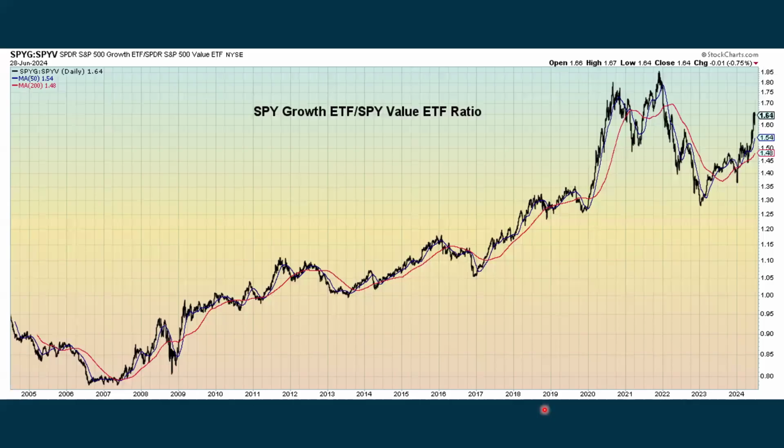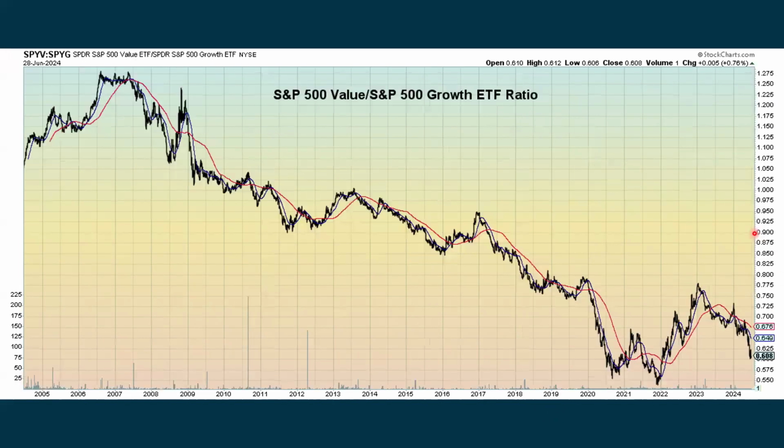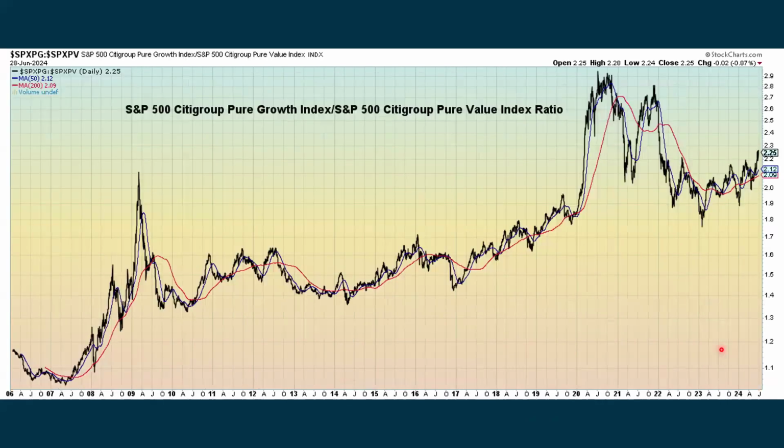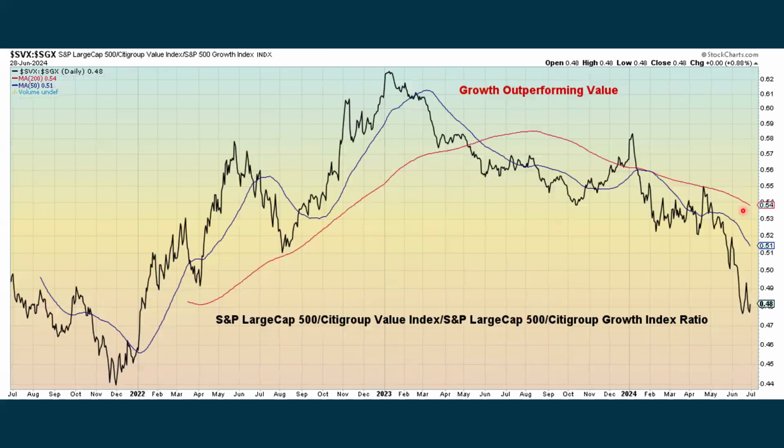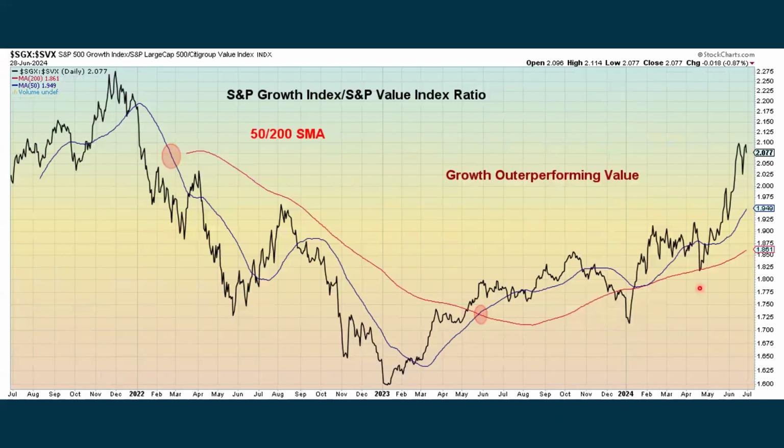I also look at a couple of growth to value ETFs, showing how growth is outperforming here. This is an inverse showing how value is underperforming. I look at those same indexes that we saw earlier and then do a ratio with a longer term chart. This is also showing how growth continues to outperform. Here's an inverse with a shorter term look showing how value is underperforming growth.